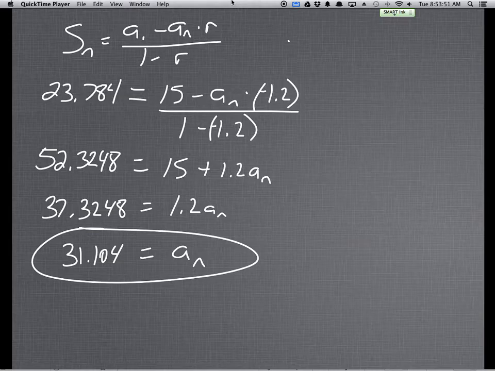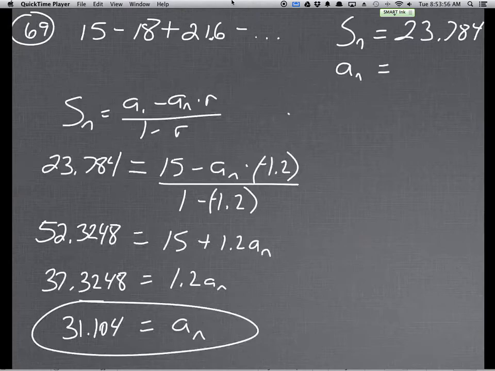It's always good to make sure your answers make sense. What does a sub n represent, by the way? The last term of the sequence. Does it make sense that the last term of the sequence is 31.104 if this is what I've got to start with? Yes, because my numbers are going up, and 31.104 is bigger than all these, so it does make sense that it could be my answer.